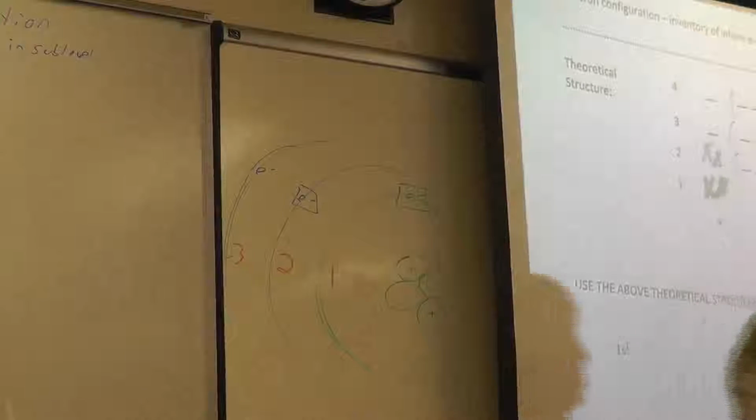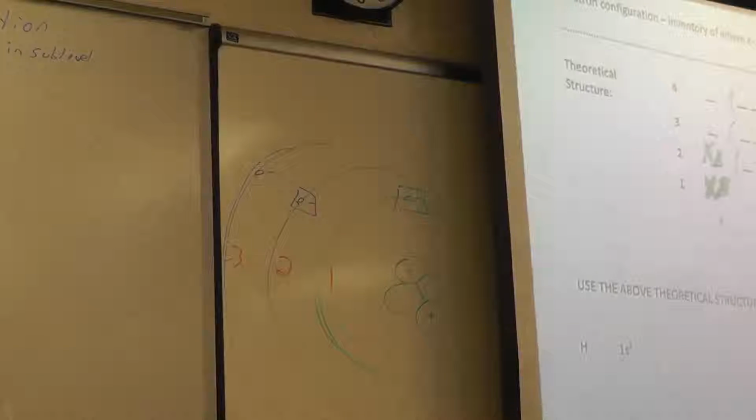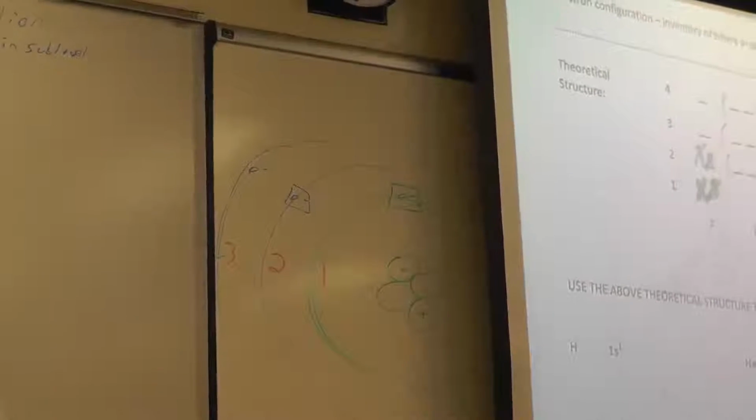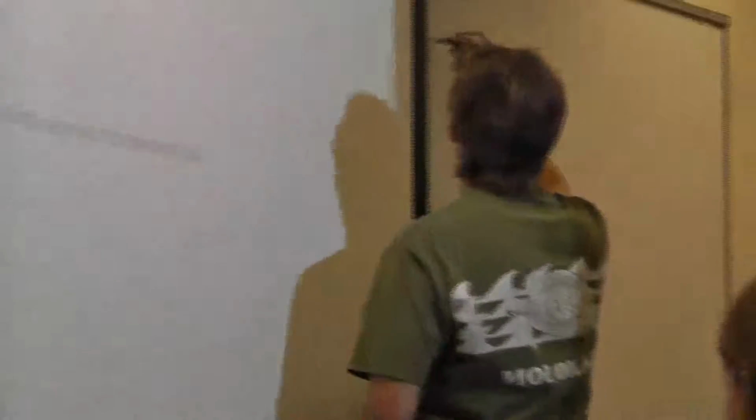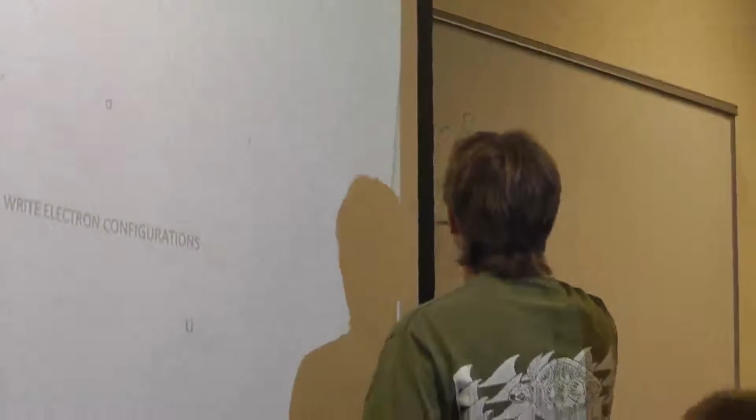Now the next few elements: 5, 6, 7, 8, 9, 10 electrons respectively. At this point, even that 2s is full, correct? So now we got to start tapping into the 2p.